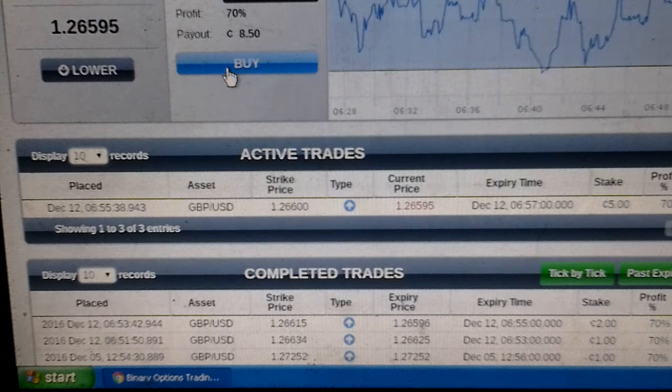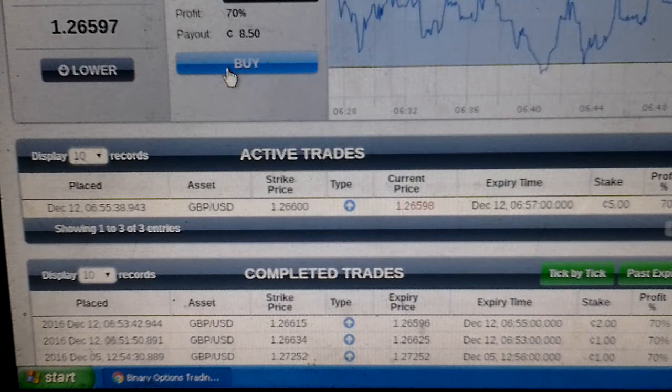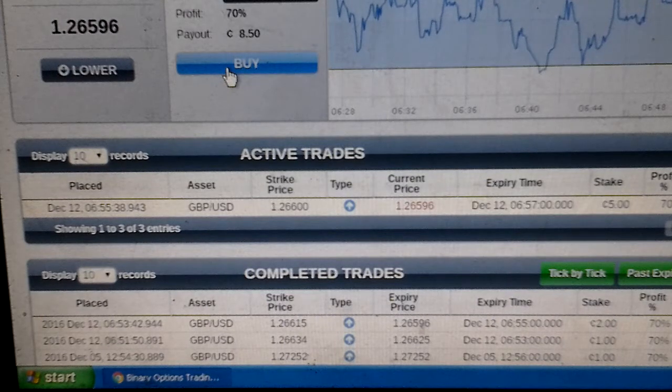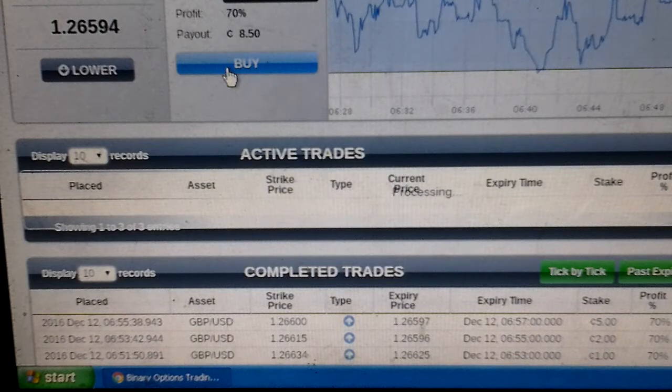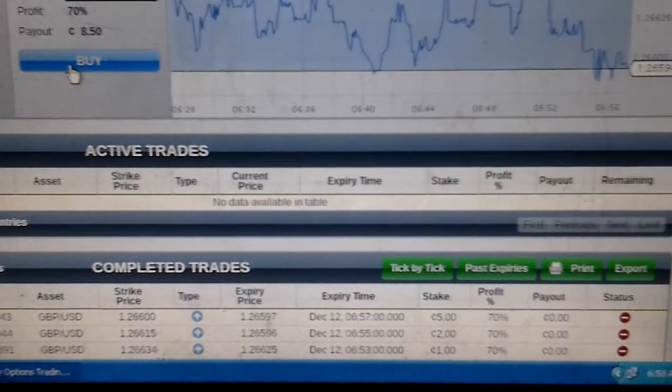So let's see what's going on with this trade. I only got 17 seconds remaining, and unless it makes a quick jump up high, I'm gonna lose. I got under 7 seconds now. Under 2 seconds, 1 second. And so I lost again. I lost on that trade.